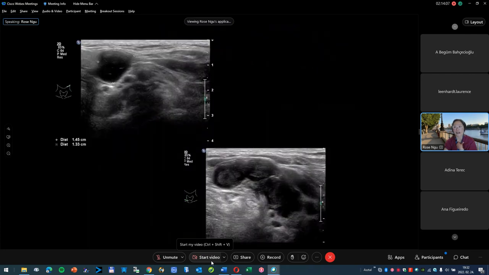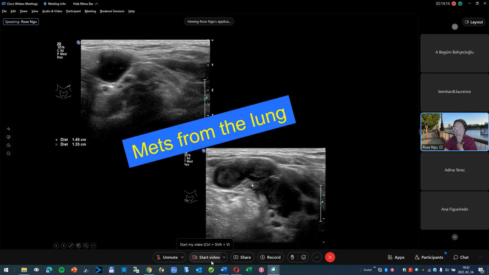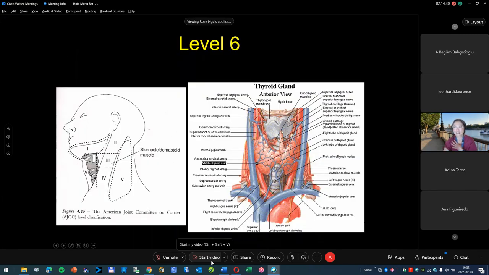Okay. And here you have a cystic appearance, all right? And here you have a solid one, the same patient, all right? This was a metastatic lesion from the lung. So it can go as high up as level 2. This was exactly the same patient on the opposite side, okay? Right and left. So we're going down to level 6.